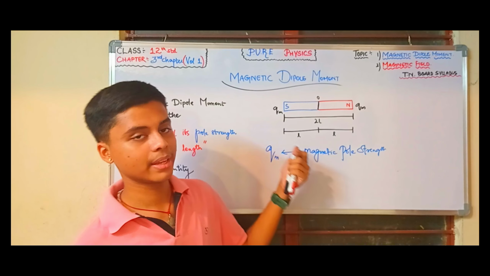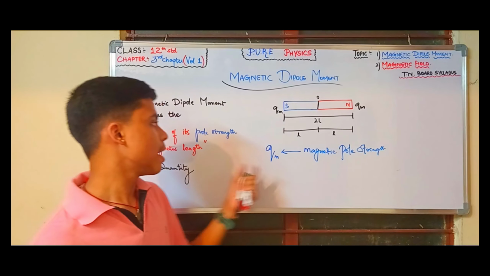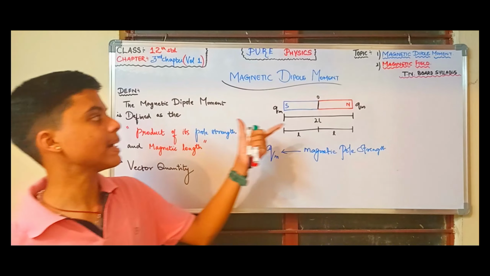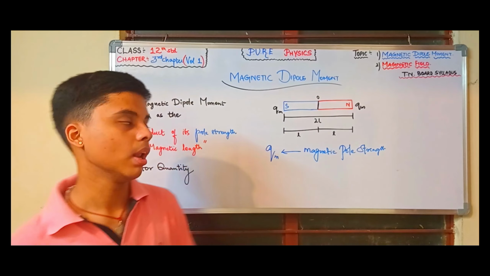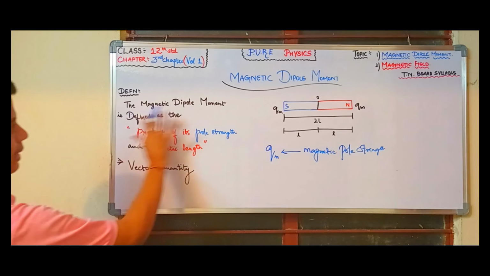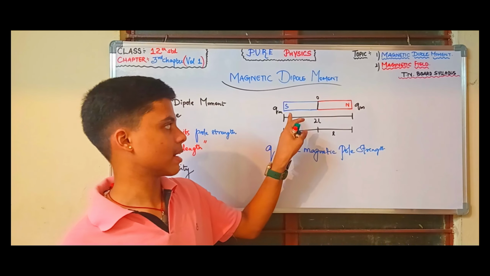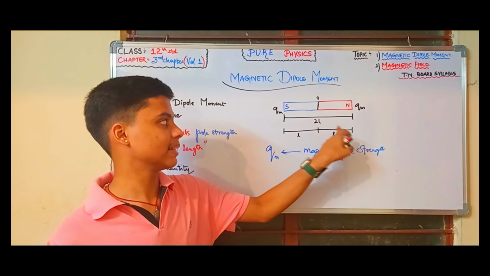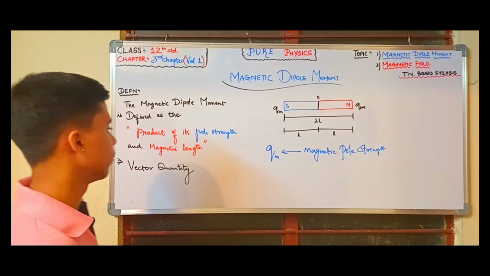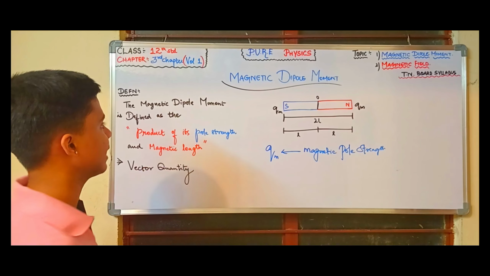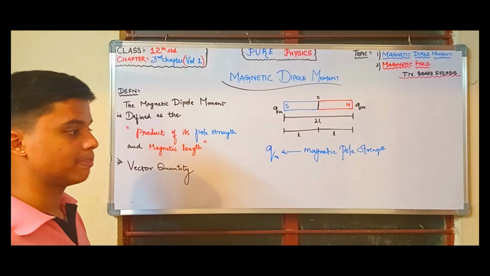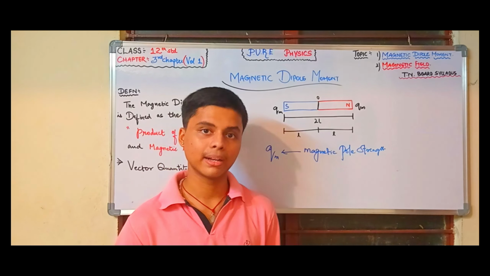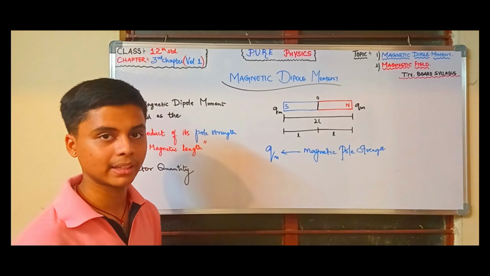What is the pole strength here? The pole strength is Qm. What is magnetic length? Magnetic length is nothing but the length between the south pole and the north pole. This is called a magnetic dipole moment. When you multiply the pole strength and the magnetic length, you will get the magnetic dipole moment. But it is a vector quantity, so we should represent the magnetic dipole moment in terms of a vector.